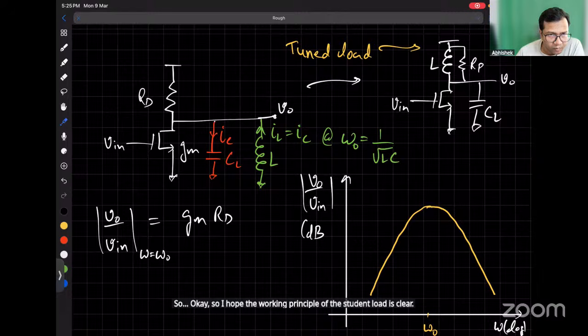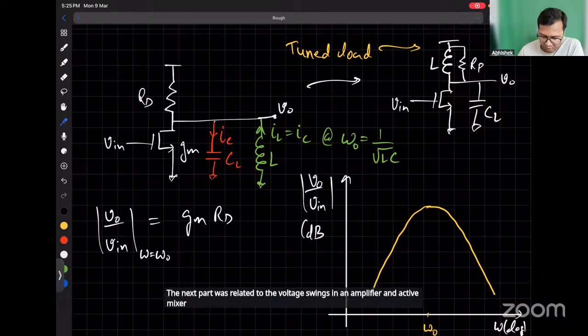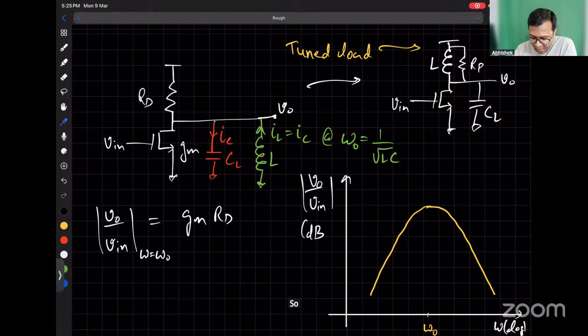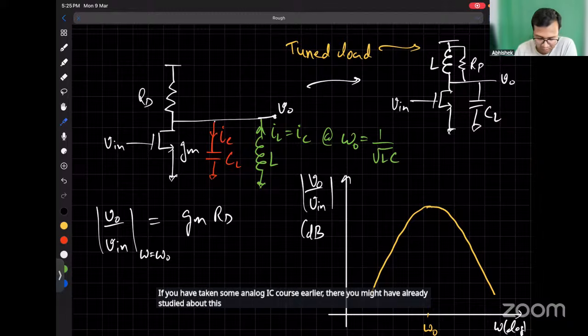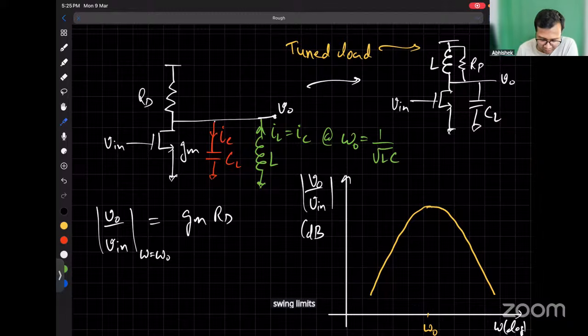The next part was related to the voltage swings in an amplifier and active mixer. Okay, so voltage swings as such we didn't cover in detail in this course. If you have taken some analog IC course earlier, there you might have already studied about this swing limits.